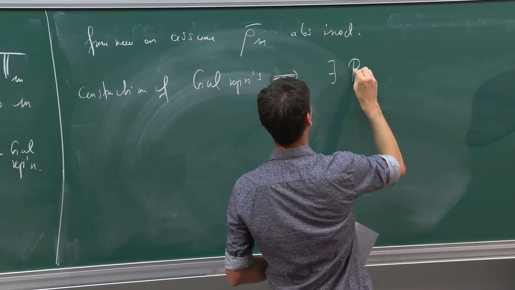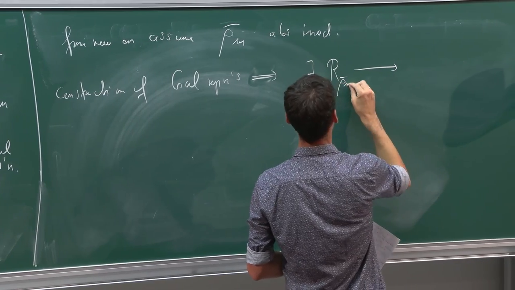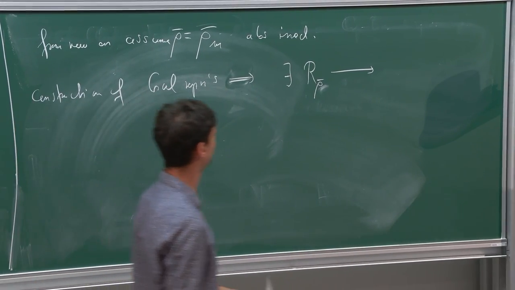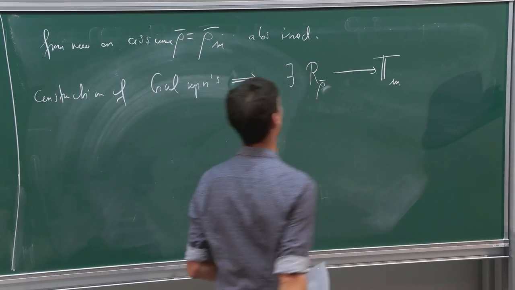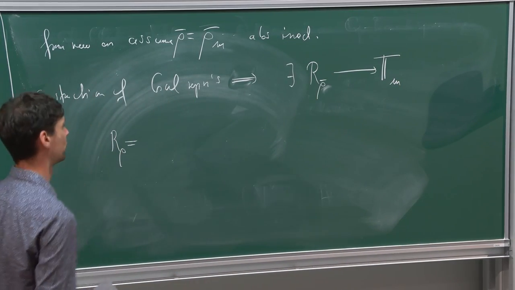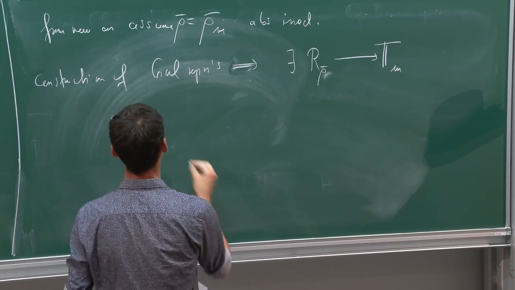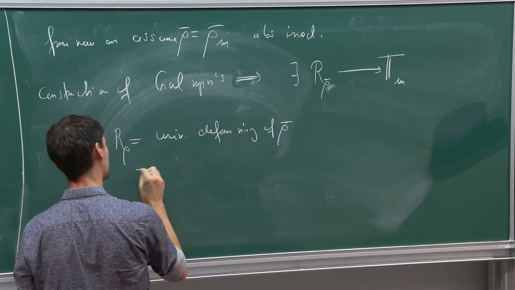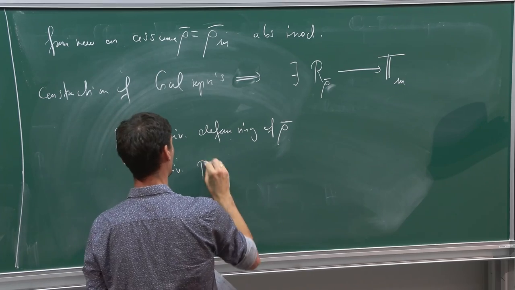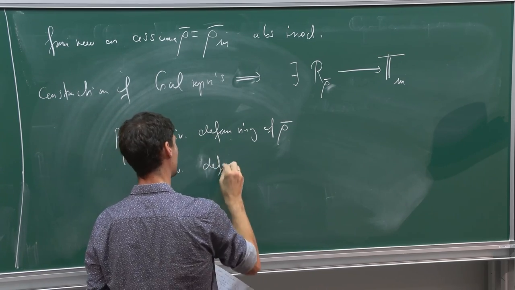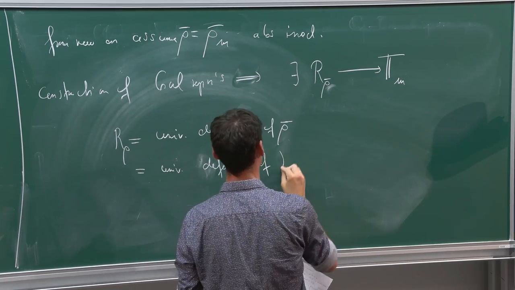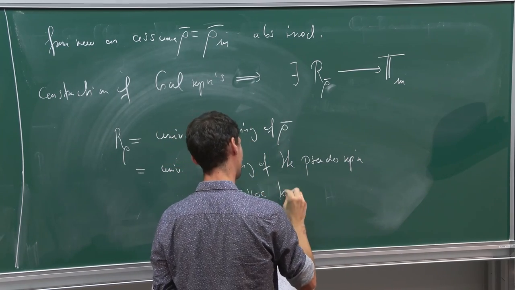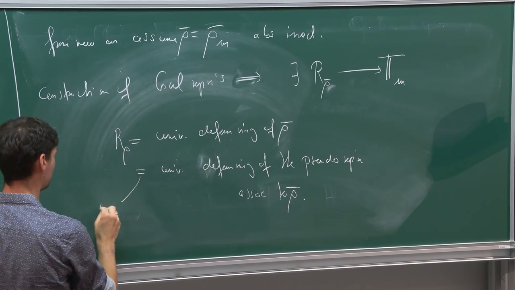Then the construction of Galois representations implies that we have a canonical map of R rho bar to, okay, I forgot the m all over the place, so it's just R rho bar, to Tm, where R rho bar is the universal deformation ring of rho bar, which at the same time is the universal pseudo-deformation ring, so the universal deformation ring of the pseudo-representation associated to rho bar. Okay, and here the reason is that rho bar is absolutely irreducible.